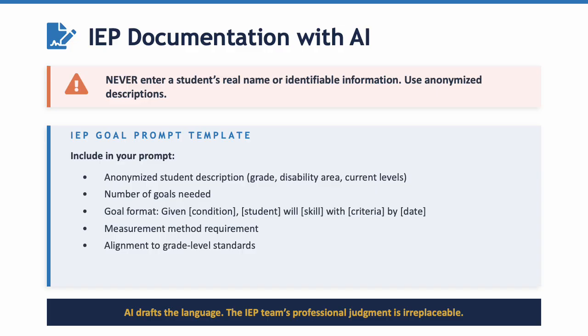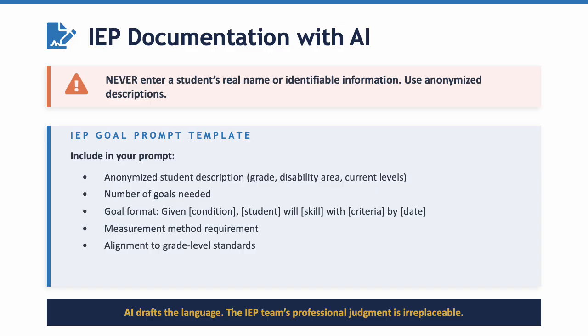Here's the critical privacy rule. Never ever enter a student's real name or identifiable information into any AI tool. Let me say that again. Never enter a student's real name or identifiable information into any AI tool. Always use anonymized descriptions, such as a 4th grade student with a specific learning disability in reading who currently reads at a 2nd grade level.